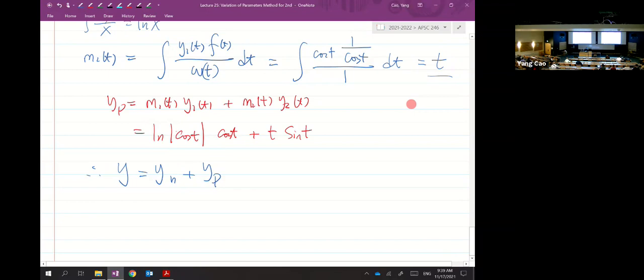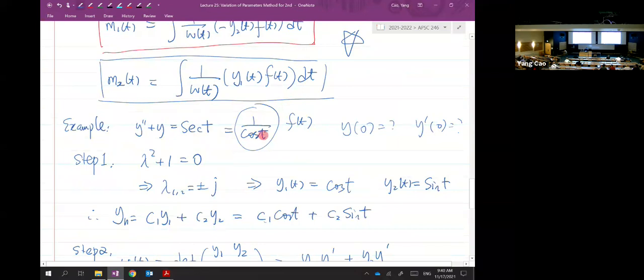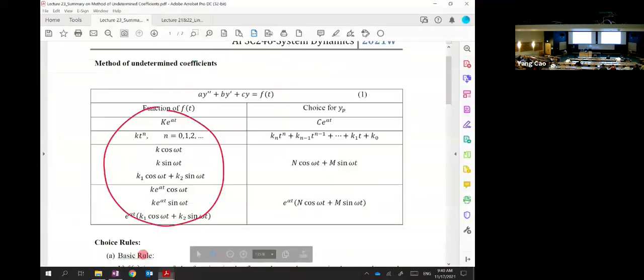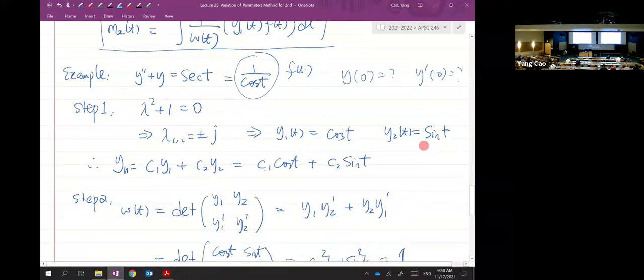When you think about these variation parameters, of course, the first step is to be able to identify them. As a matter of fact, even if your function f is not 1 over cosine t, if your function f is actually cosine t, you can still use variation of parameters. So variation of parameters is a little more generic. It can be used if your function f of t takes a format like this. But the undetermined coefficient approach is not as generic as the variation of parameters approach.